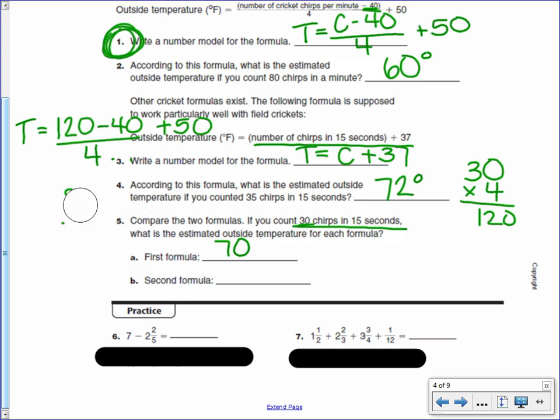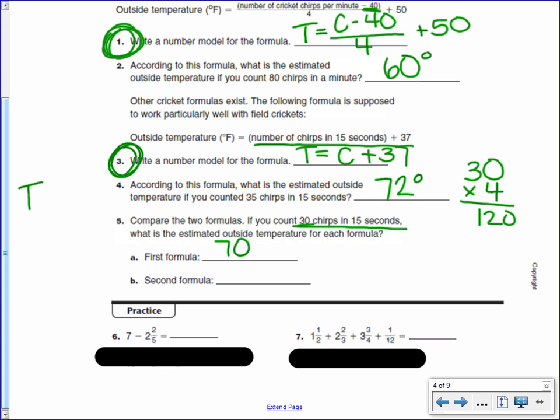Okay, so that's how warm it would be outside estimated for the first equation. Let's see how that compares to the second equation. So this was the second one we used. Do we know the temperature? We do not. Nope, not yet. That's what we're trying to figure out. Do we know C? What is C? 30, right? 30 chirps in 15 seconds.